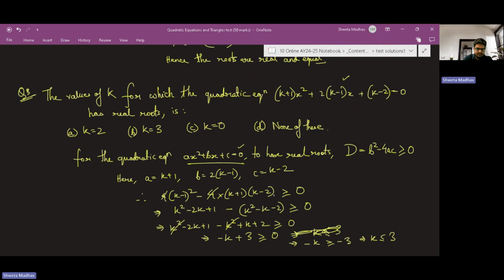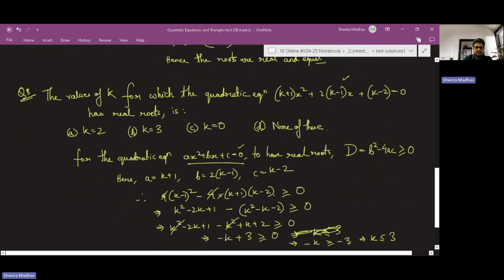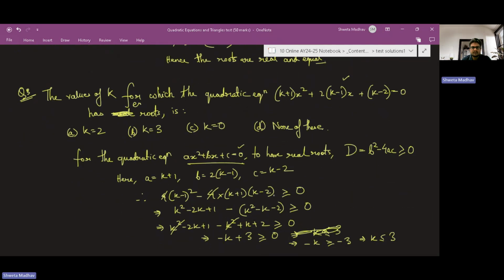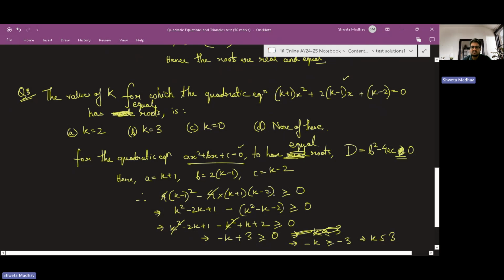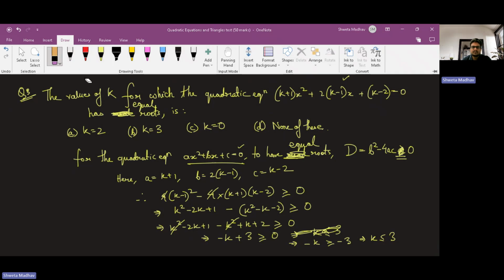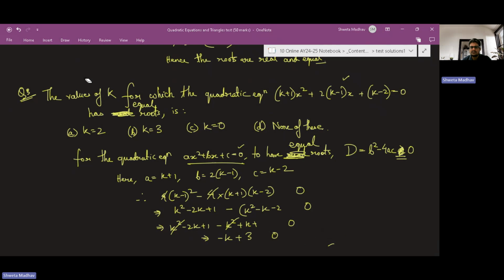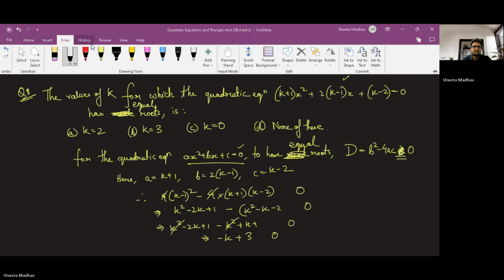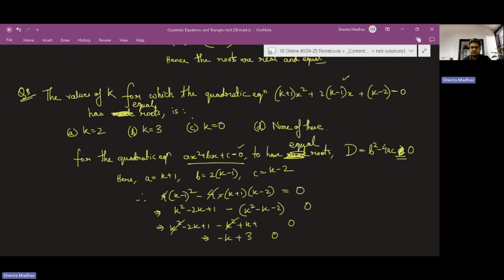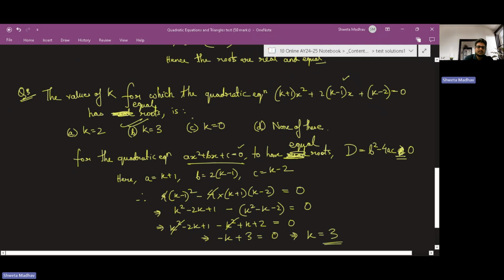Okay, sorry, the question here is that it should have equal roots. So to have equal roots, the value of the discriminant should be equal to 0. So we have to equate it to 0, instead of the inequality sign. So this should be equal to 0. So minus k plus 3 is equal to 0, implies k should be equal to 3. So option B is the correct answer.